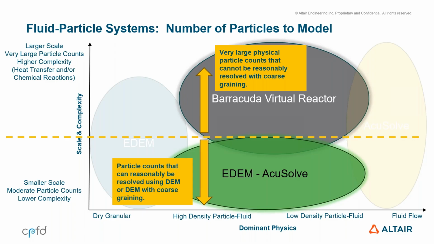Yep. So in medium to small scale systems where the particle counts are reasonable, so that you can run a simulation in a reasonable amount of time, we can go with AcuSolve EDEM, or go with EDEM with coarse graining, so that you should be able to solve a reasonable amount of particle counts, up to like 5 to 10 million for a couple of systems. You can solve even higher particle counts, but the return on investment is diminishing when you go to very large particle counts.